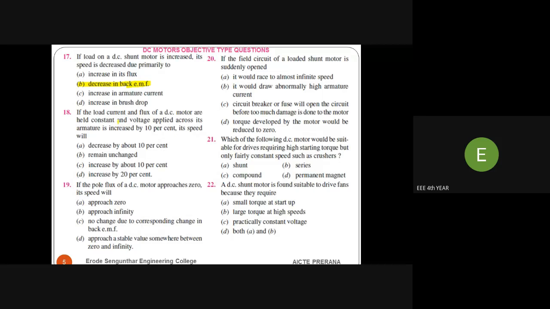Here, if the load current and the flux of a DC motor are held constant, and the voltage applied across its armature is increased by 10%, an increase of 10% in applied voltage means its speed will also increase by 10%.